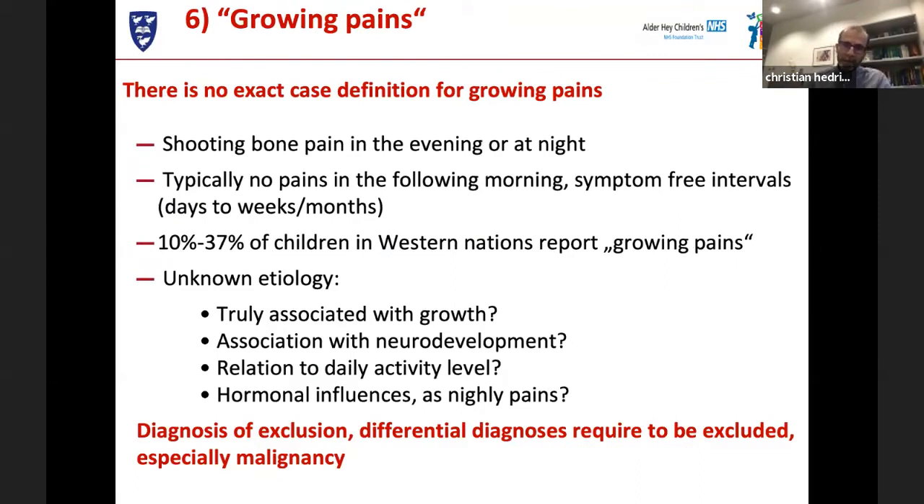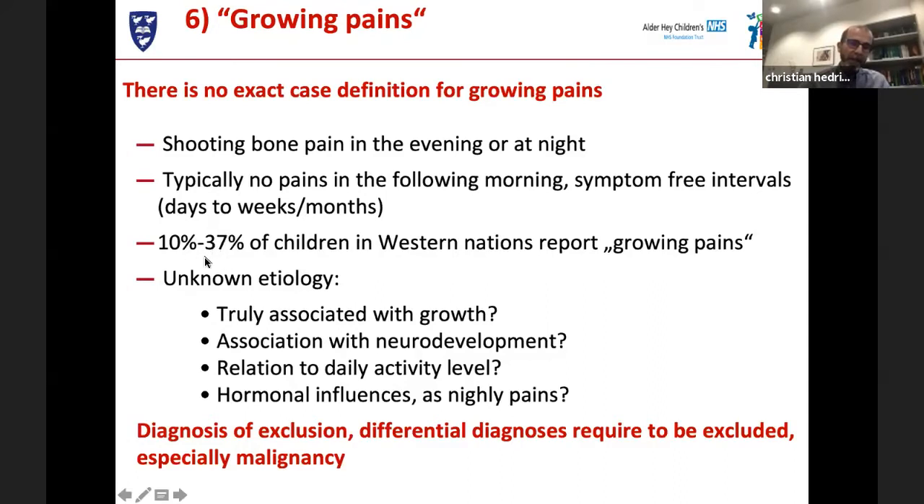Growing pains is a diagnosis that's made quite frequently by pediatricians and also sometimes pediatric rheumatology. There is no exact case definition for growing pains, and some colleagues would even claim that this is more of an excuse than a diagnosis because we don't find the underlying pathology that is associated with pain experienced by children. Usually shooting bone pain in the evening or at night is diagnosed as growing pains. It's quite typical that there are no pains on the following morning and that there are symptom-free intervals that can last weeks to even months before it comes back.